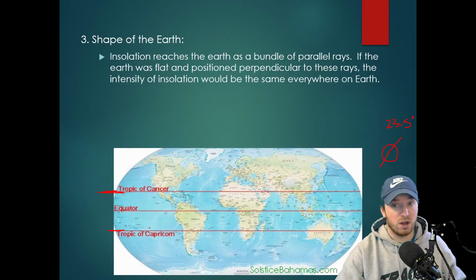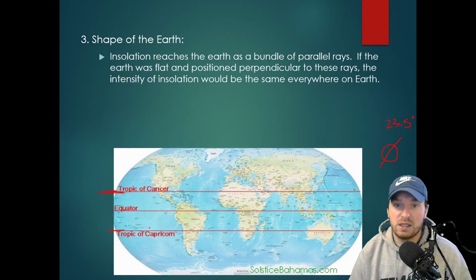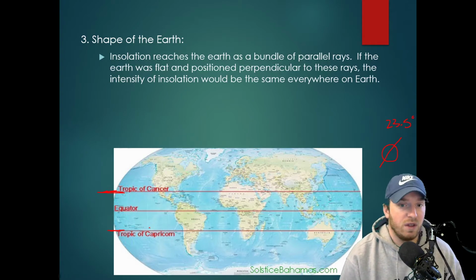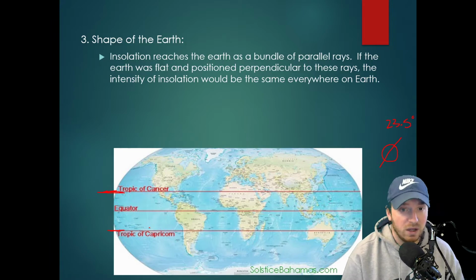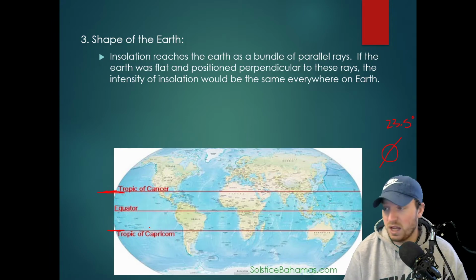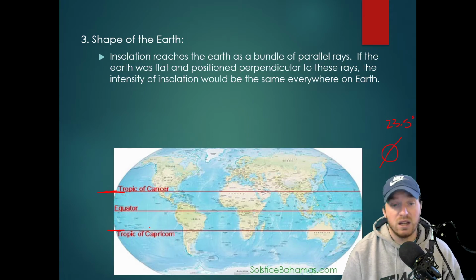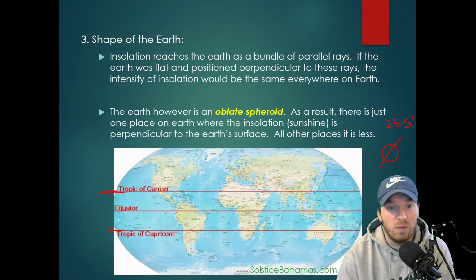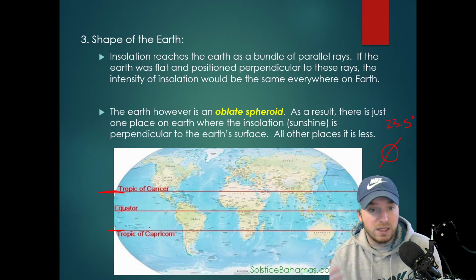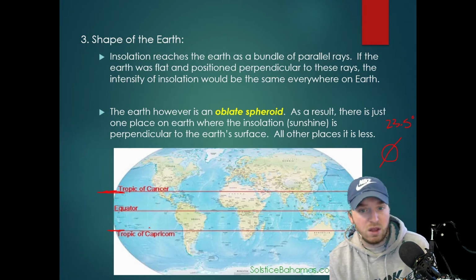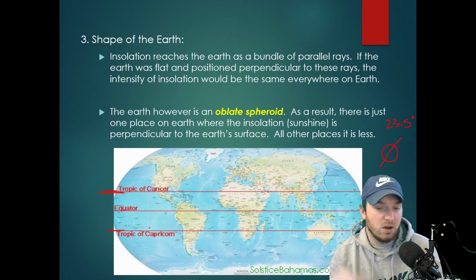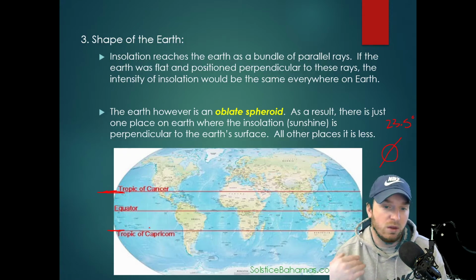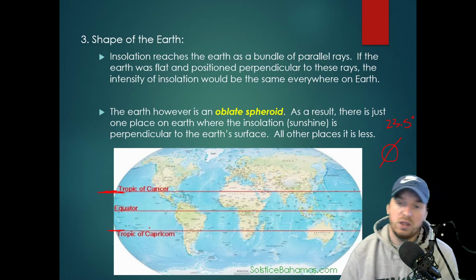So insolation reaches the Earth from parallel rays. If the Earth was flat and positioned perpendicular, the intensity of insolation would be the same everywhere, but we know that's not the case. So we have different levels of insolation in different places. And so when we look at the Earth as an oblate spheroid, the places on Earth that we have perpendicular rays are going to be hotter, and the places where the rays are kind of coming in over a larger area or over more locations are going to be colder.